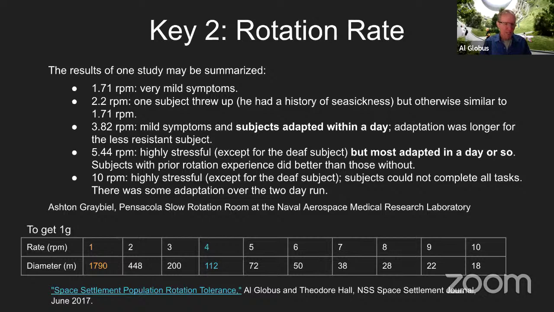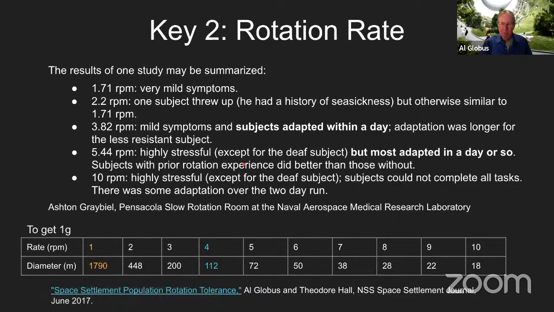Now you can rotate faster. They did experiments almost up to 6 RPM in this particular case. But at 6 RPM, you've got a diameter of 50 meters. That's an awful small place to live in. I don't think I want to do that. And even then, they mostly adapted within a day anyway.